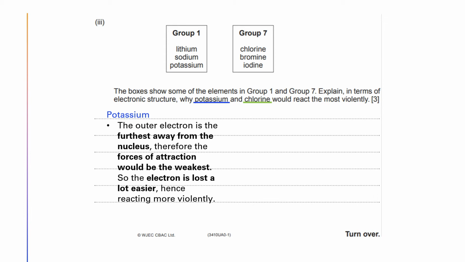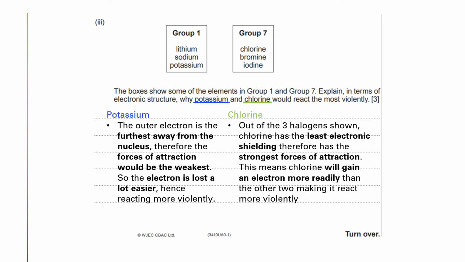So, moving on to chlorine. Out of the 3 halogens shown, chlorine has the least electronic shielding, therefore has the strongest forces of attraction. So this is basically, it has the shortest gap between the outer shell and the nucleus. This means chlorine will gain an electron more readily than the other 2, making it react more violently. Again, using the words in the question in your answer, making it obvious that you understand.